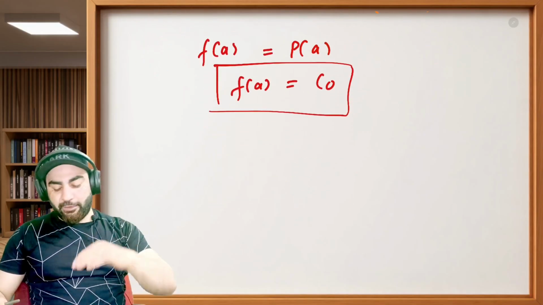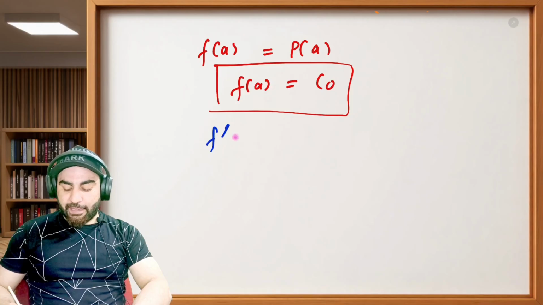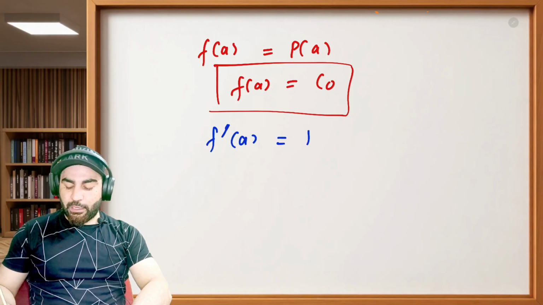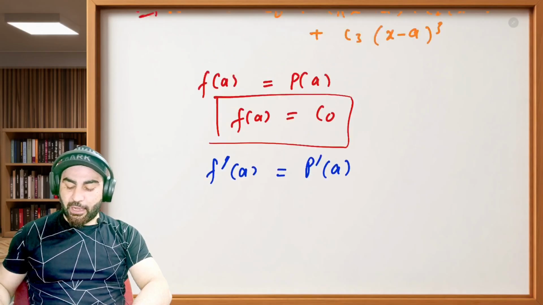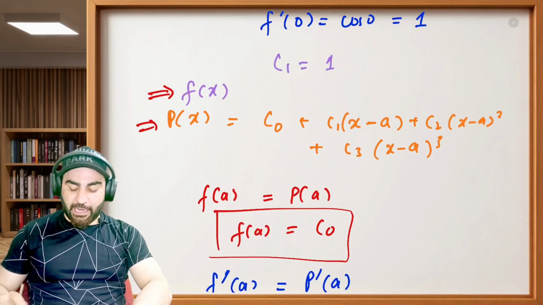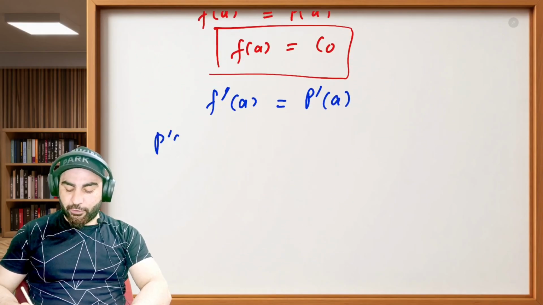Now I'm saying the first derivative should be equal. By that I mean f dash of a should be equal to p dash of a. Now you have to take the derivative of this function, p dash of a. So how do we take the first derivative of this?